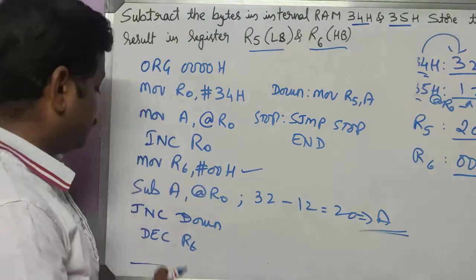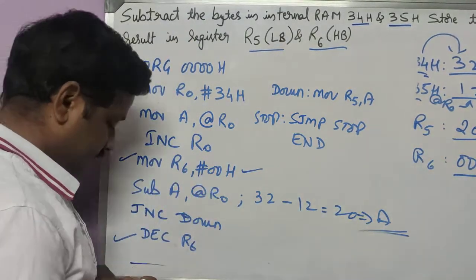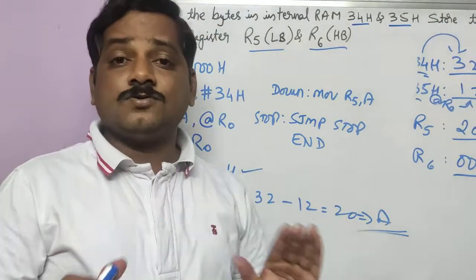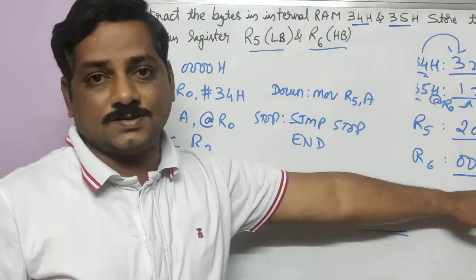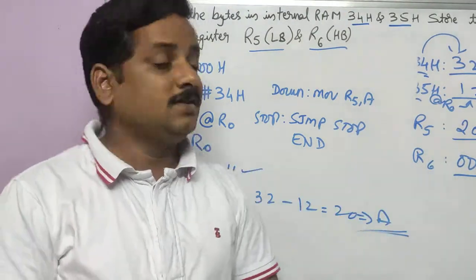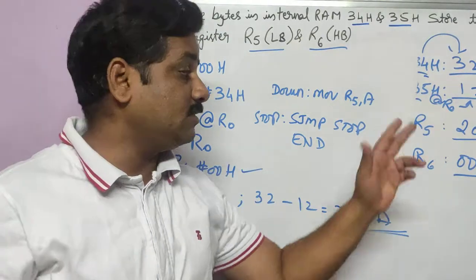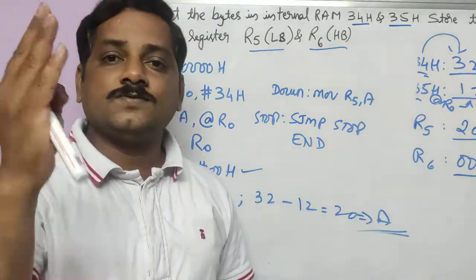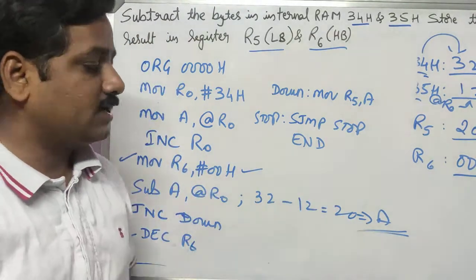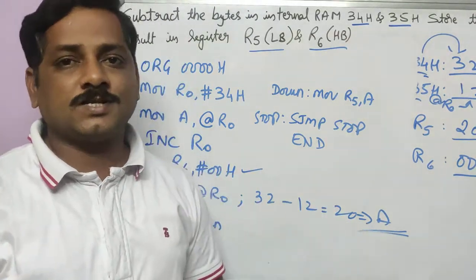So these two lines are just to check whether there is a borrow or not. According to this concept, if there is no borrow, it will be 0 in R6. If there is a borrow, then we decrement it and make it FF. So if you get FF, you understand that there is a borrow. If it is 0, 0, it is clear that there is no borrow. So this is how we can write the program. I hope this is clear for you.